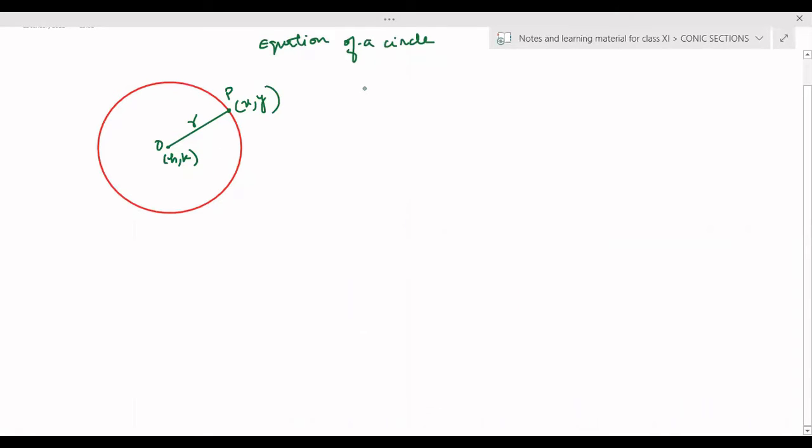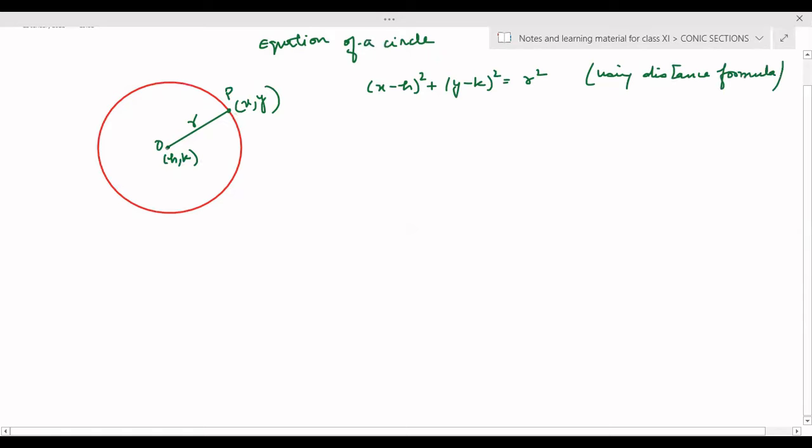So from here, we can write (x minus h) whole square plus (y minus k) whole square equals r square. That's the distance formula. That is the distance between OP. OP is equal to r. In other words, we can say OP square equals r square.